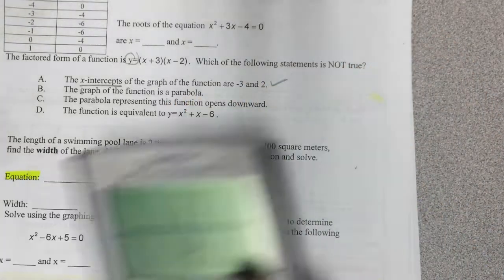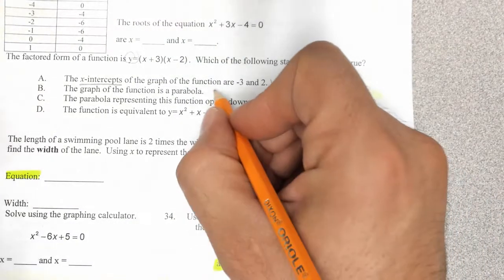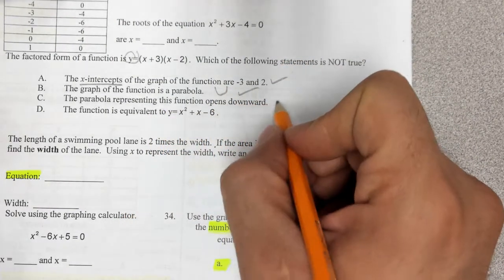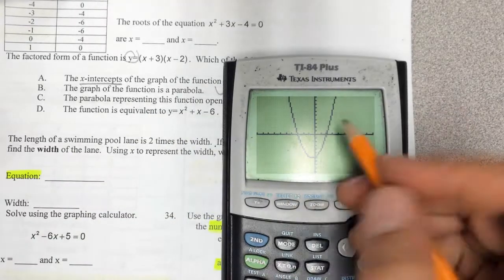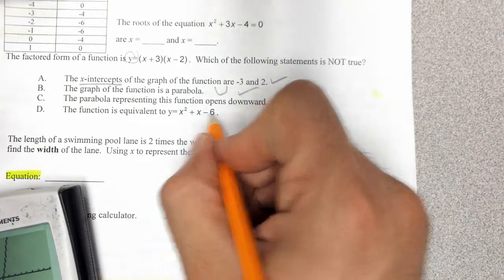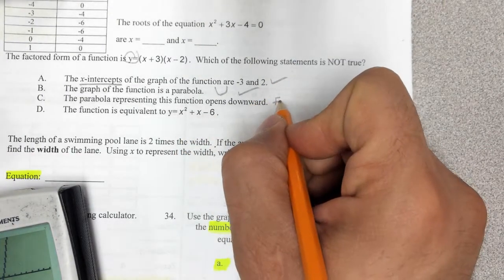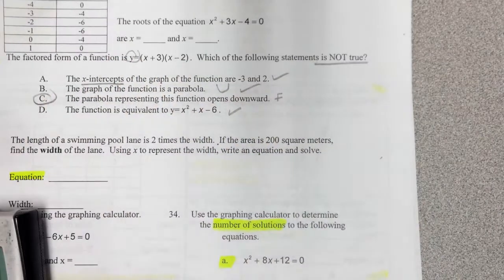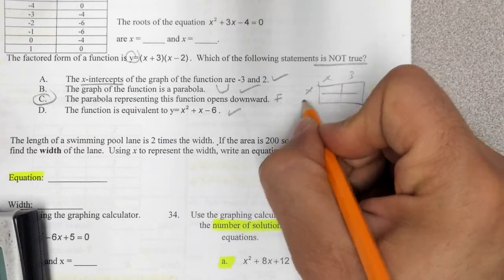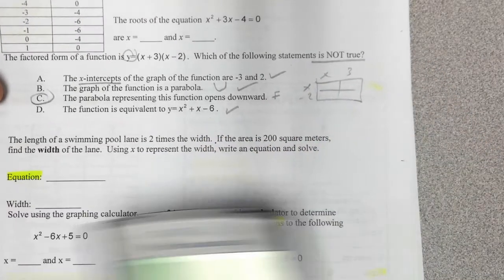This is a parabola. Yep. Looks like a U. U shape means parabola. It opens down. This is false. This is opening up. And if this is false, then this one has to be true, because they're asking you which one's false. And again, if you use the box method and multiply it out, you will get this.